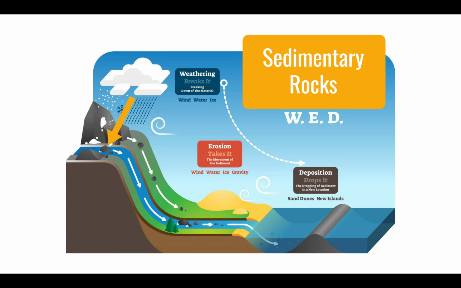The next step of formation is erosion, which is the transport of the broken down fragments. The final step to forming sedimentary rocks is called deposition. This is where the fragments are dropped in a new location and compacted to form a new sedimentary rock.